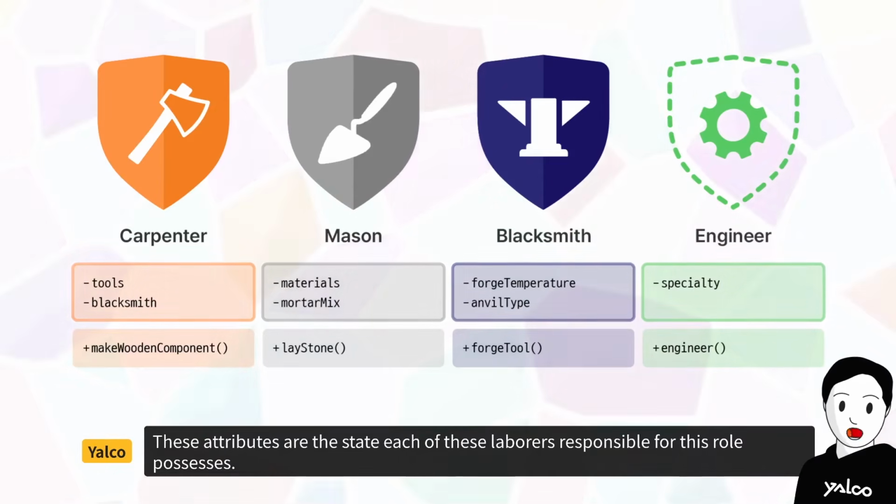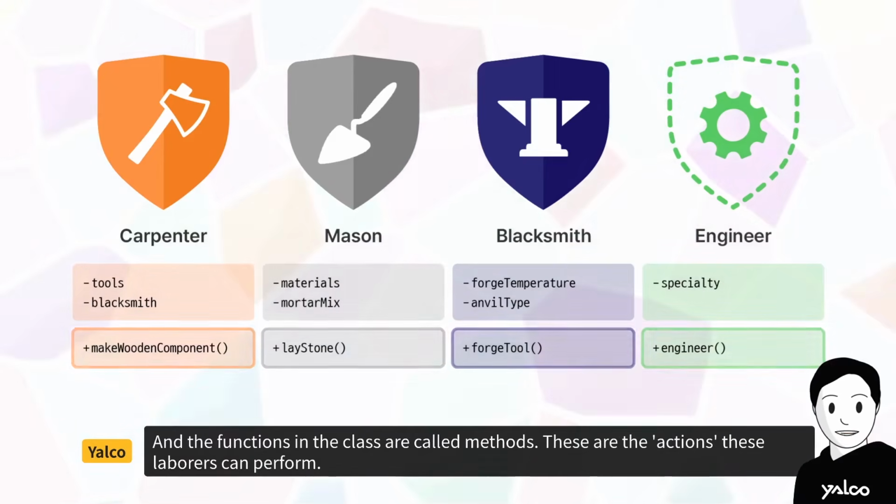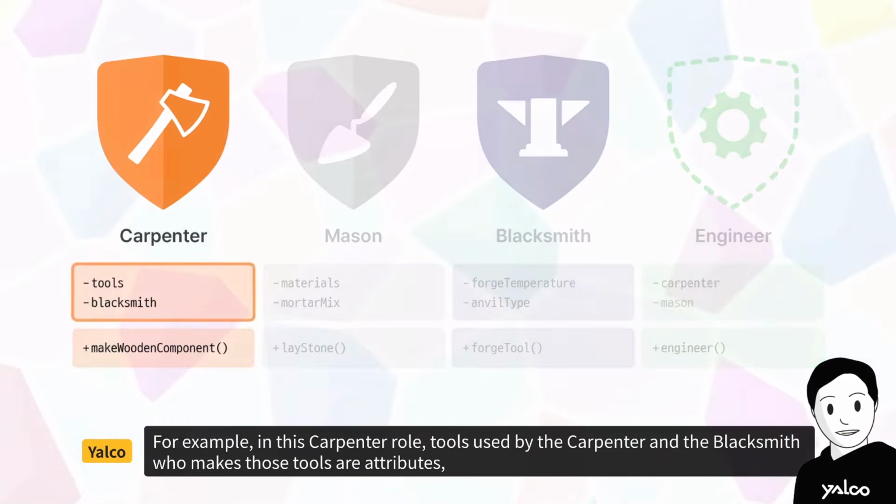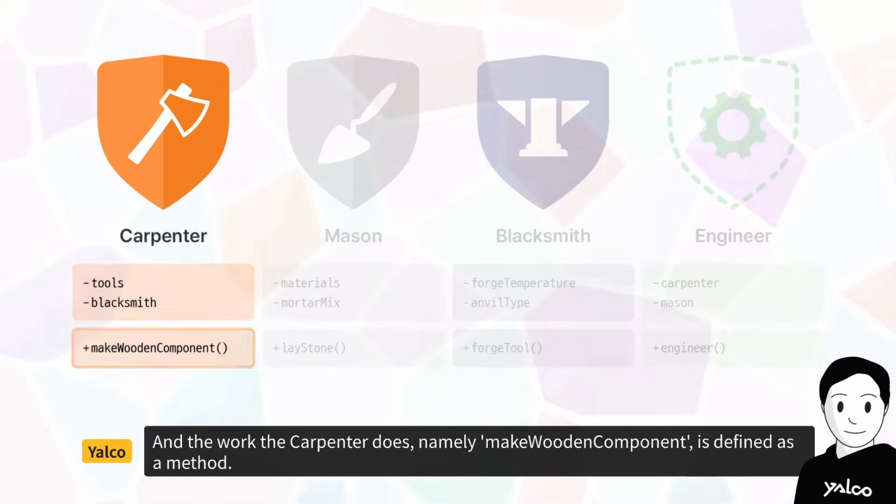These attributes are the state each of these laborers responsible for this role possesses. And the functions in the class are called methods. These are the actions these laborers can perform. For example, in this carpenter role, tools used by the carpenter and the blacksmith who makes those tools are attributes. And the work the carpenter does, namely make wooden component, is defined as a method.